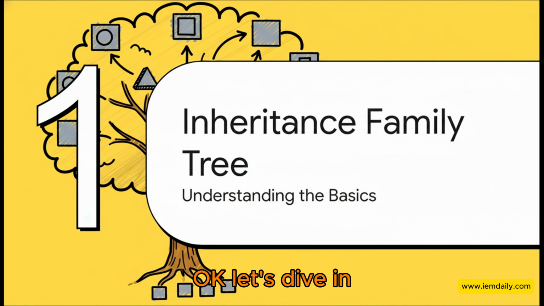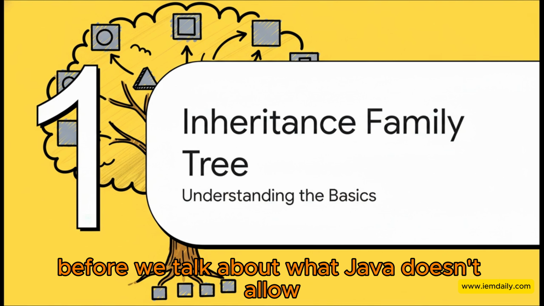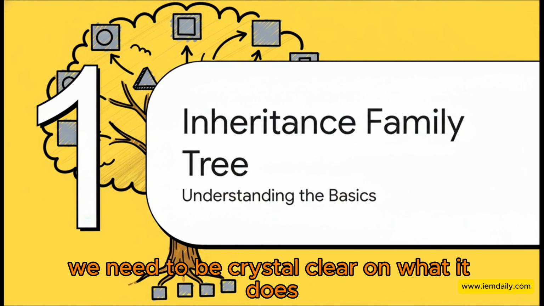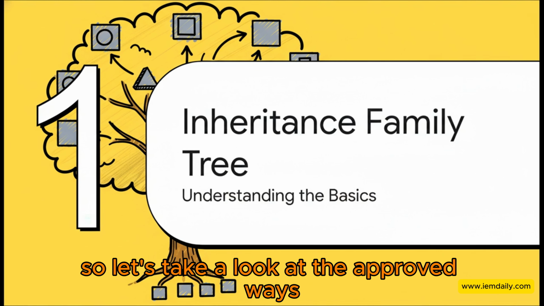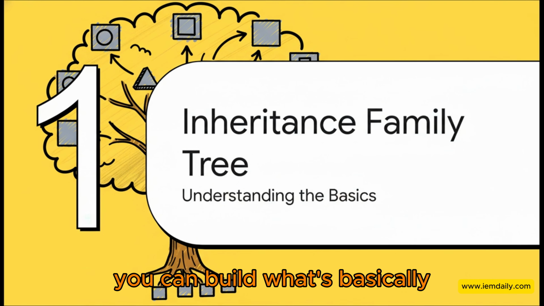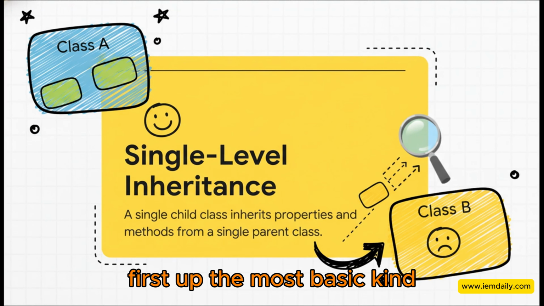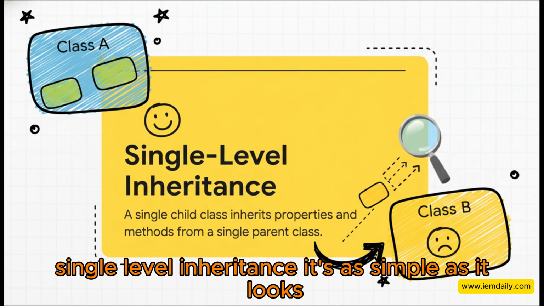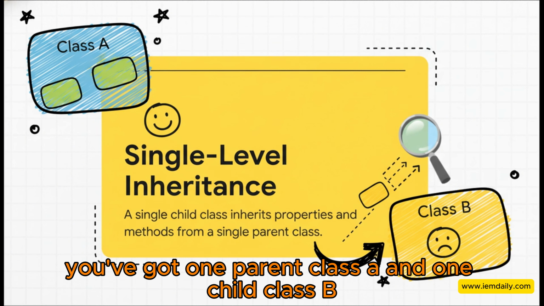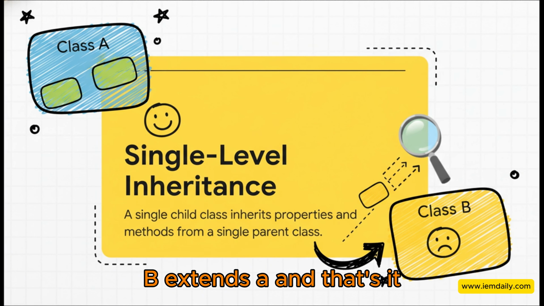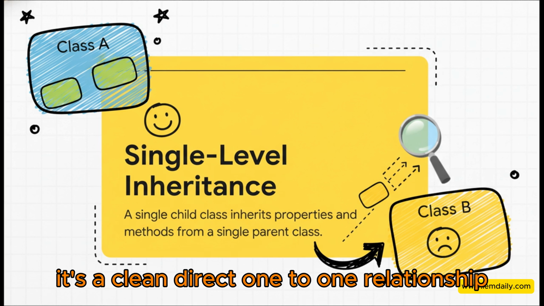Okay, let's dive in. Before we talk about what Java doesn't allow, we need to be crystal clear on what it does. So let's take a look at the approved ways you can build what's basically a family tree for your classes in Java. First up, the most basic kind, single-level inheritance. It's as simple as it looks. You've got one parent, class A, and one child, class B. B extends A, and that's it. It's a clean, direct, one-to-one relationship.